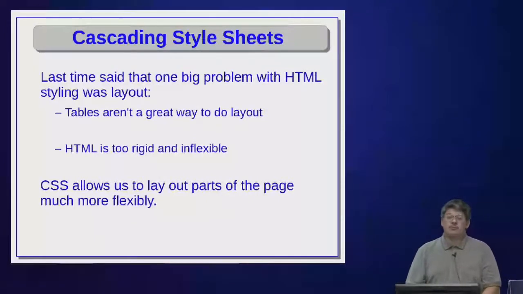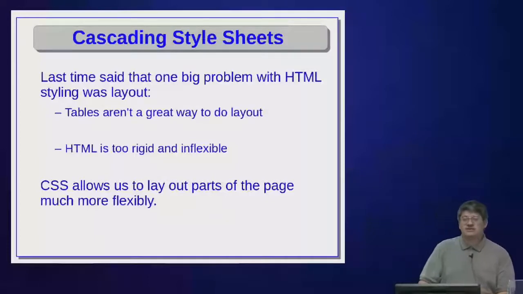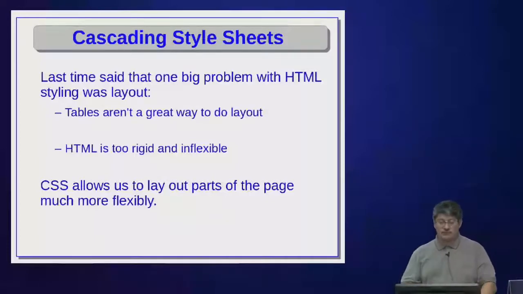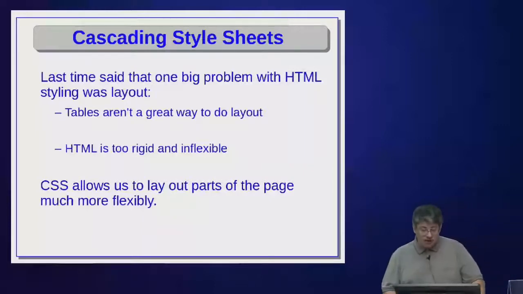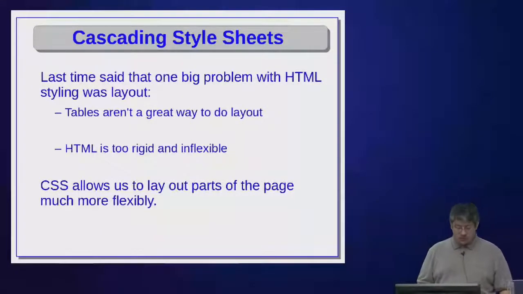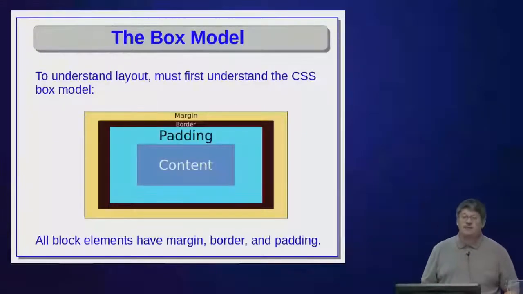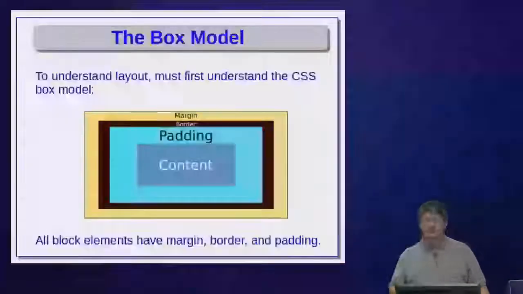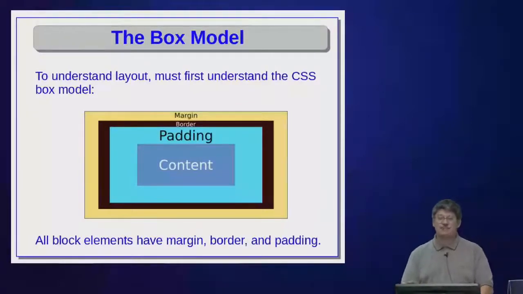The underlying problem was that HTML was simply too inflexible, too rigid to serve as a good way to do layout. So when they came up with cascading style sheets, they wanted to address this problem, and they added a whole bunch of neat properties that allow us to have more control over the layout. That's what we're going to look at today. But before we can talk about layout, we have to look at something else called the CSS box model.